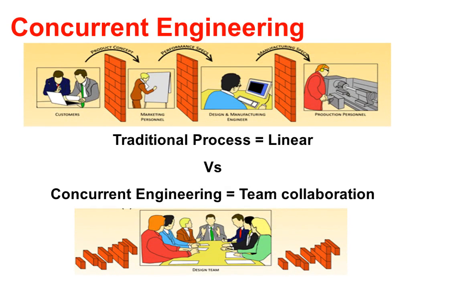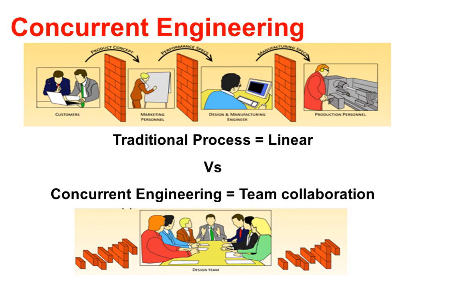And this shows how the two processes of launching a product work. One is the traditional process, which is called the linear process, versus concurrent engineering, which is team collaboration. On the top, the traditional process is shown.